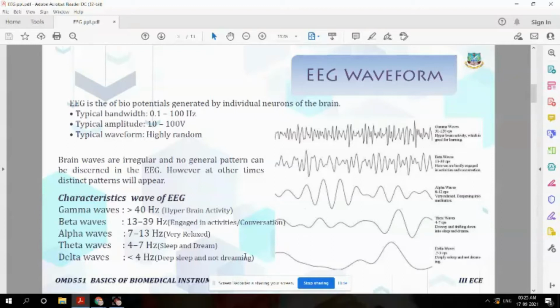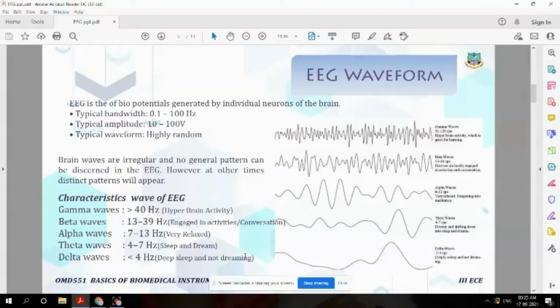Next, we see the delta wave. The frequency of the delta wave is less than 4 Hz. It appears when the person is in deep sleep. When the person is in deep sleep, but not dreaming, this delta wave is present. It is recorded from the cortex of the brain.